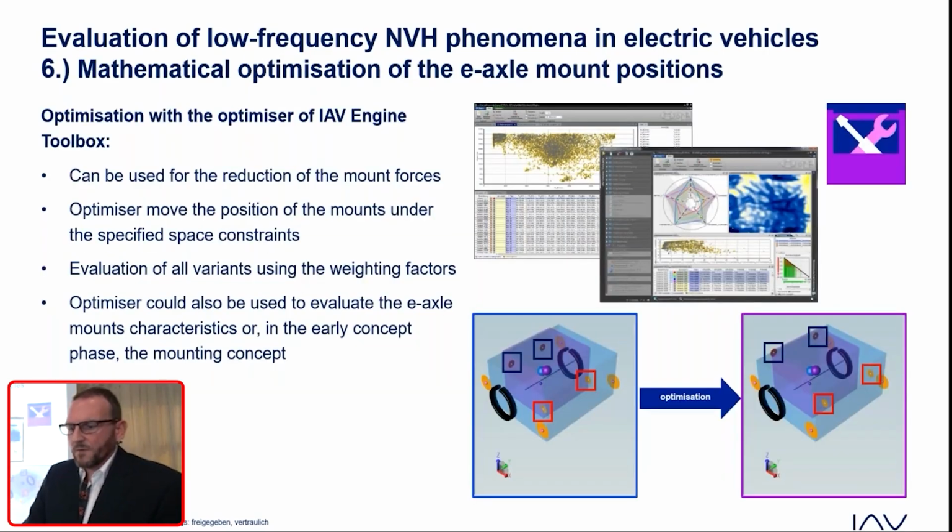Now that I have talked about the model structure, the evaluation method, and the comparison of the two simulation models, I would like to discuss the optimization options. IRV has its own optimizer, which is contained in the IRV engine toolbox. The optimization can be used for the reduction of the mount forces. For this, the optimizer moves the mount positions within the specified space constraints.